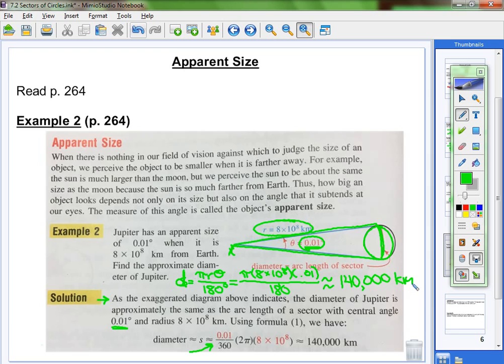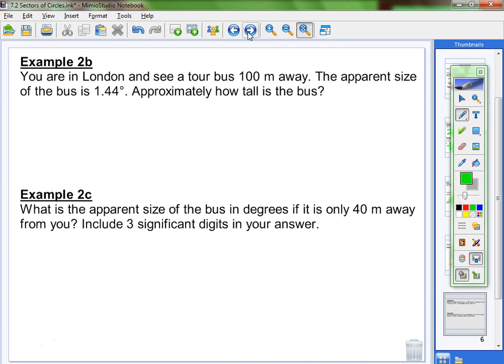All right, I know that probably has confused some of you, so we'll do a couple more examples with that. These are not in your book. So example 2b, you are in London and see a tour bus 100 meters away. The apparent size of the bus is 1.44 degrees. Approximately how tall is the bus? Pictures are very helpful for these kinds of things.